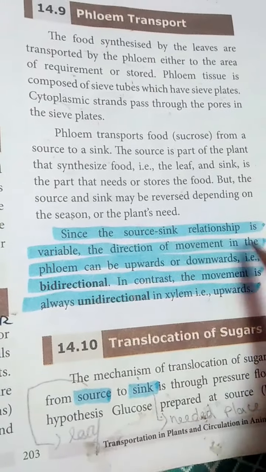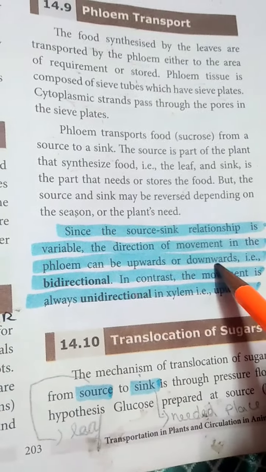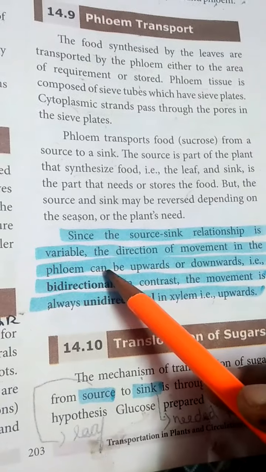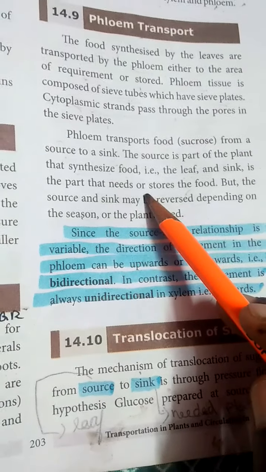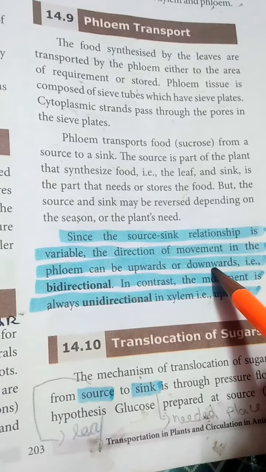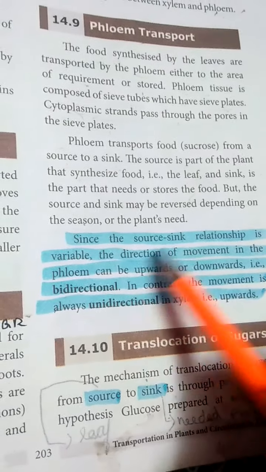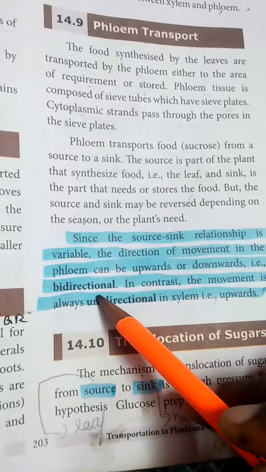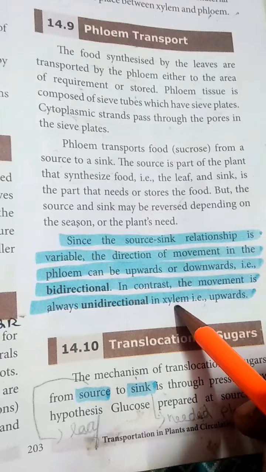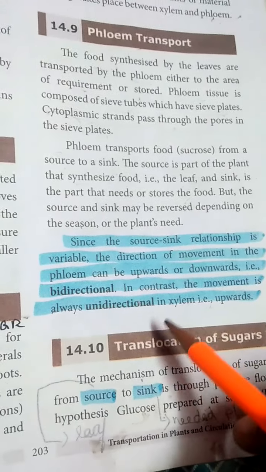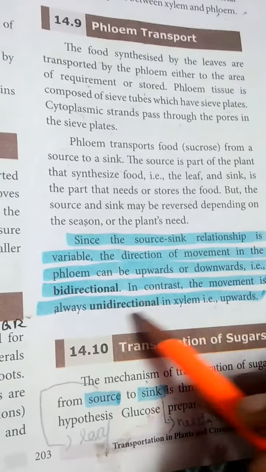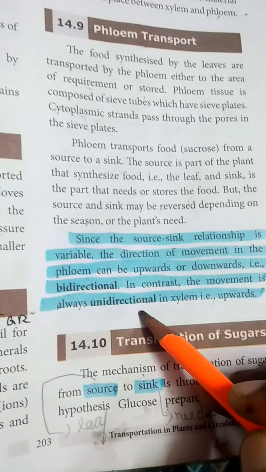Since the source-sink relationship is variable, the movement of food can take place from source to sink or from sink to source. So the direction of movement in the phloem can be upward or downward. The phloem can transport the food from the region where it is surplus to the region where it is required or where it has to be stored. So the movement in the phloem is said to be bidirectional. In contrast, in the xylem, the movement of water always takes place in the upward direction from root towards the top of the plant. So the movement in the xylem is said to be unidirectional.